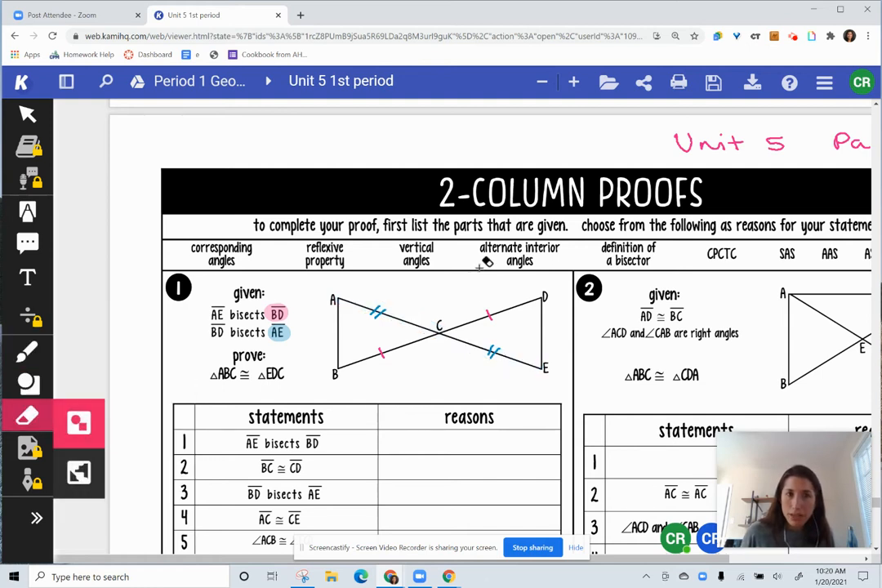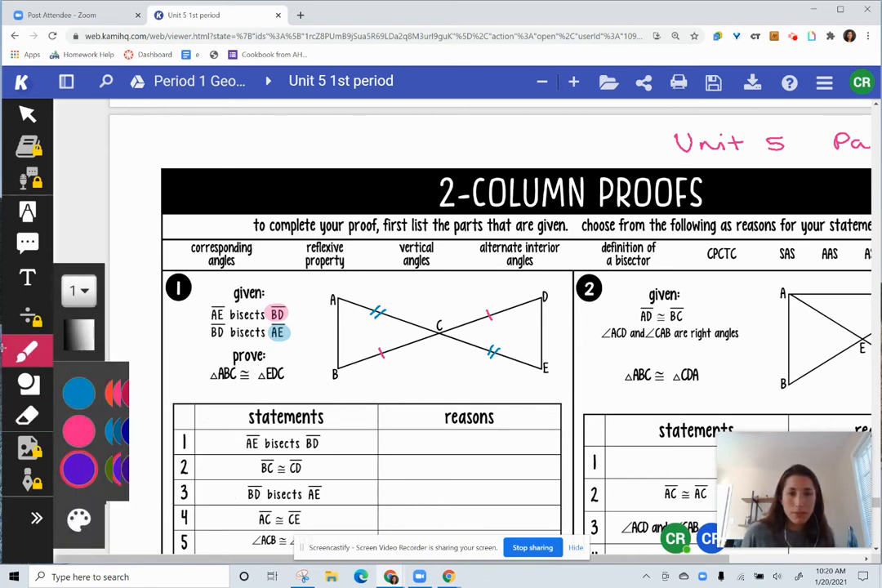So when I run out of given information, then I just start looking for, are there any reflexive shared common sides? Are there any vertical bow tie angles? Well, there are some vertical angles that are congruent. So I'm going to add my vertical angles marks here. So I like to mark up my diagram first and kind of figure out why they're congruent and then fill in the flow chart.